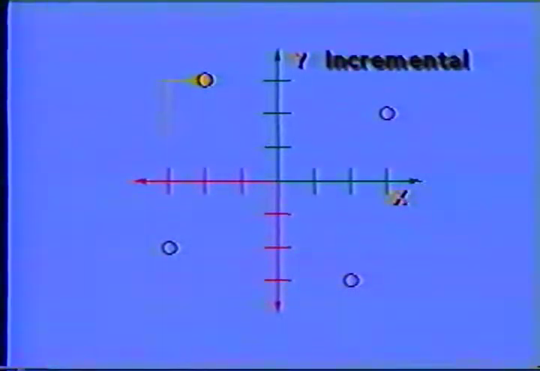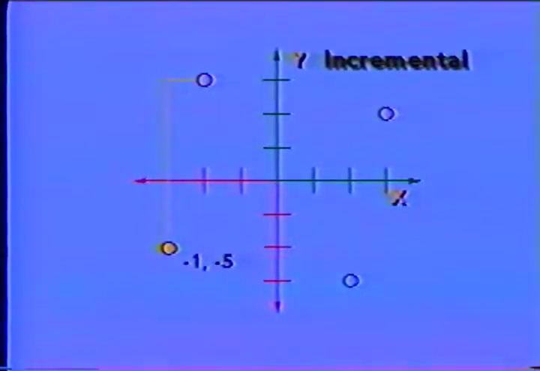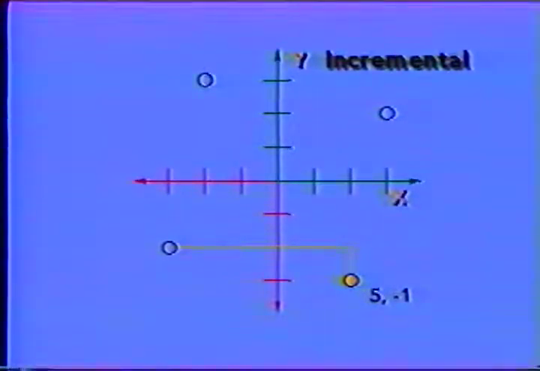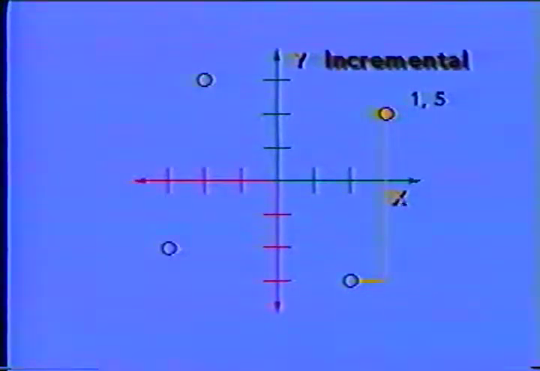The distance from hole 2 to hole 3 would be X negative 1, Y negative 5, incremental. And the distance from hole number 3 to hole number 4 would be X positive 5, Y negative 1, incremental. The distance from hole number 4 back to hole number 1 would be X positive 1, Y positive 5.